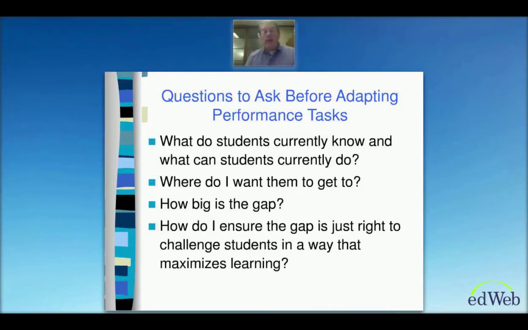So these are the questions that we want to ask before we get going in order to plan a performance task. We want to ask, what do students currently know and what can they do? Then you want to think about where you want to get them to, how big that gap is, because you don't want to try and stretch kids across a gap that is going to be too challenging for them. But you also don't want to leave them in a place where it's not a difficult reach for them. You always want to be stretching your students. So lastly, how do I ensure that the gap is just right so it challenges the students in a way that maximizes learning?